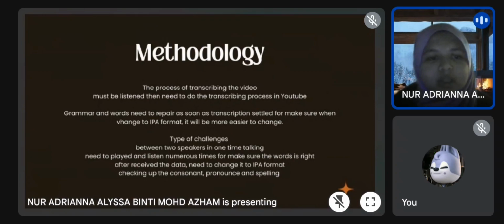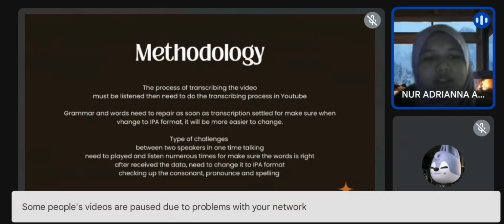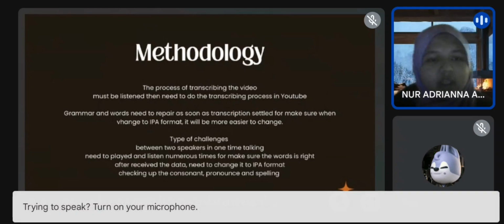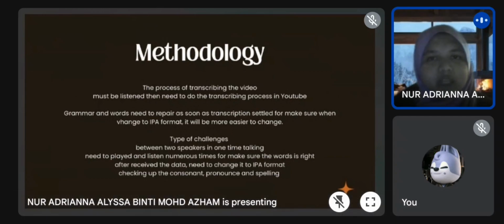The first one is when 2 speakers are talking at the same time. The second one is that we have to keep on playing the same audio or the same video or news numerous times, and listen numerous times just to make sure that the words we hear are in the right pronunciation. After we receive the data, we have to change it to the IPA format based on the IPA chart given. Next, we have to keep on checking the consonants, the pronunciation and also the spelling.